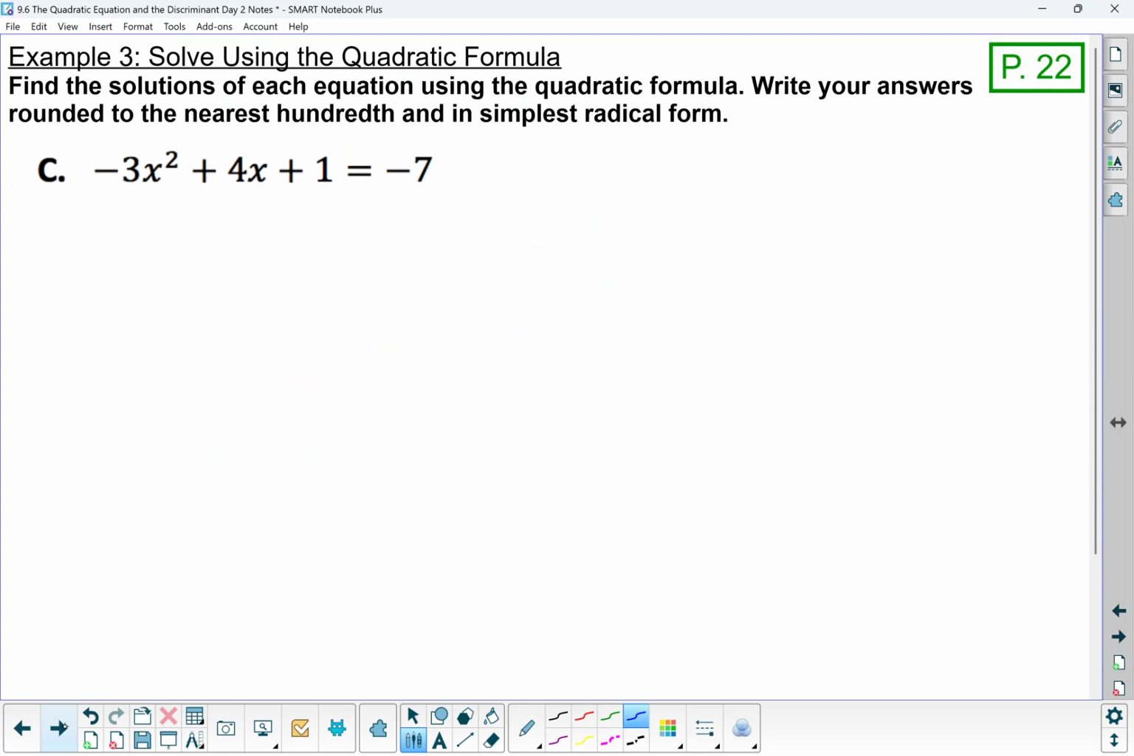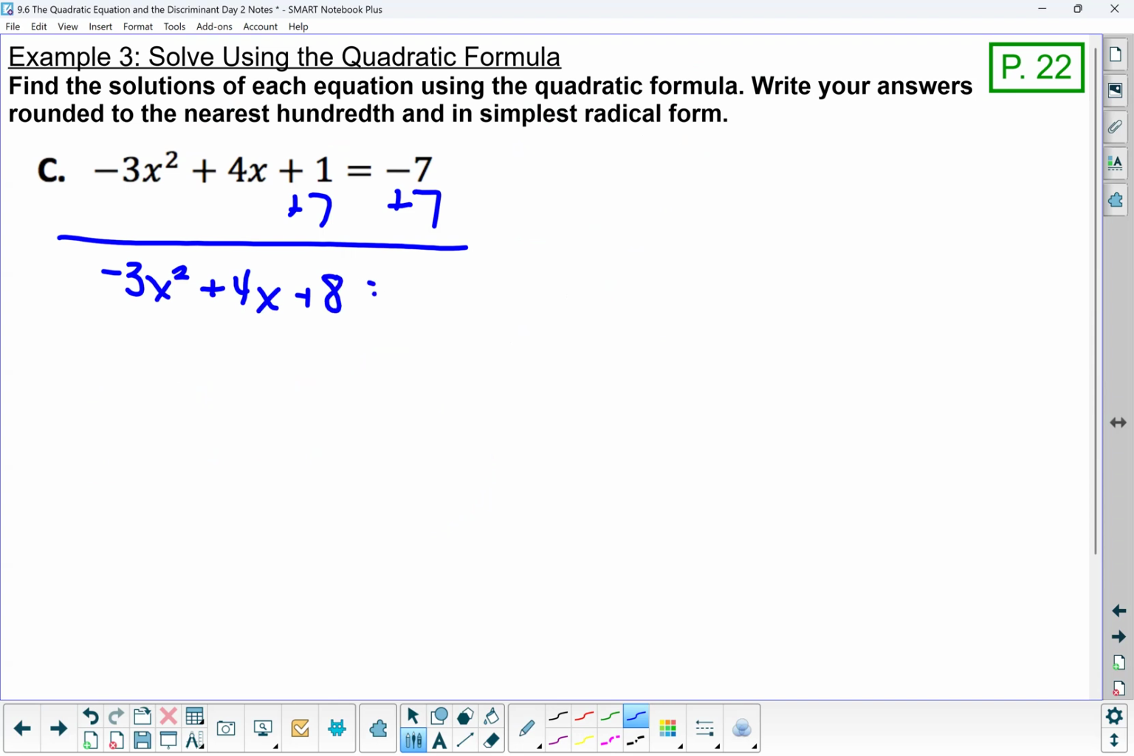Example C. -3x squared plus 4x plus 1 equals -7. Again, we need to get this equal to 0 so it's in standard form. The easiest way to do that, add 7 to both sides. So -3x squared plus 4x plus 8 equals 0. List out our values for A, B, and C. A is -3, B is 4, C is 8.